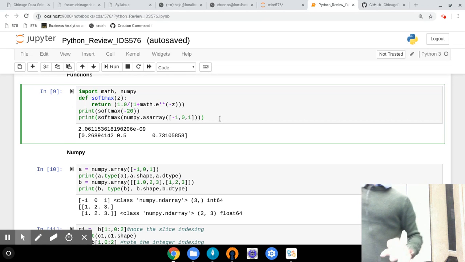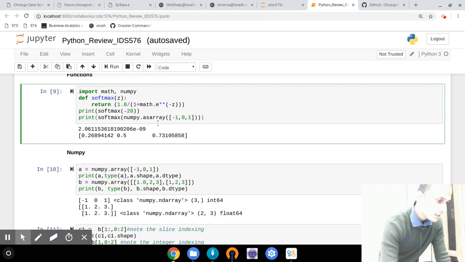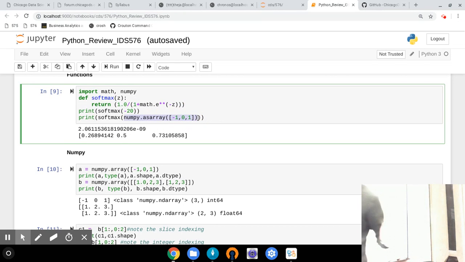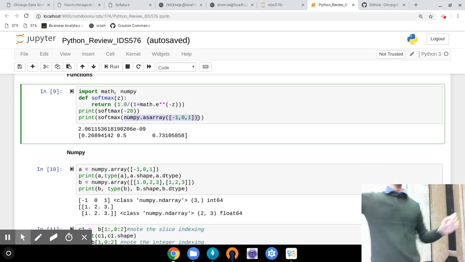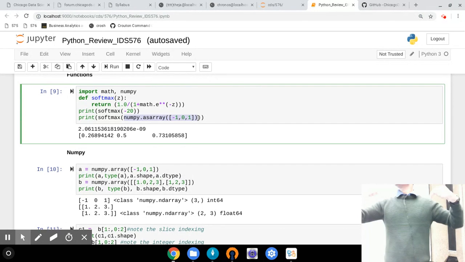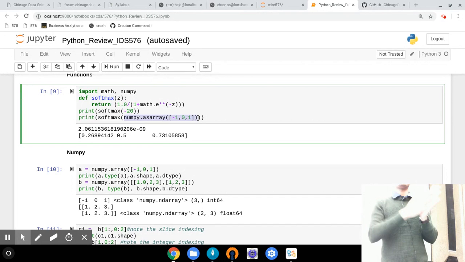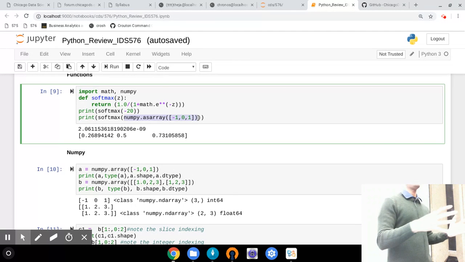The second input is actually a cast operation that is happening. The argument for the string that I highlighted there, the input, is a list. It's a bunch of numbers, -1, 0, and 1. It's a list of 3 numbers. I'm casting it as a numpy array, so I'm changing its type to a numpy array.